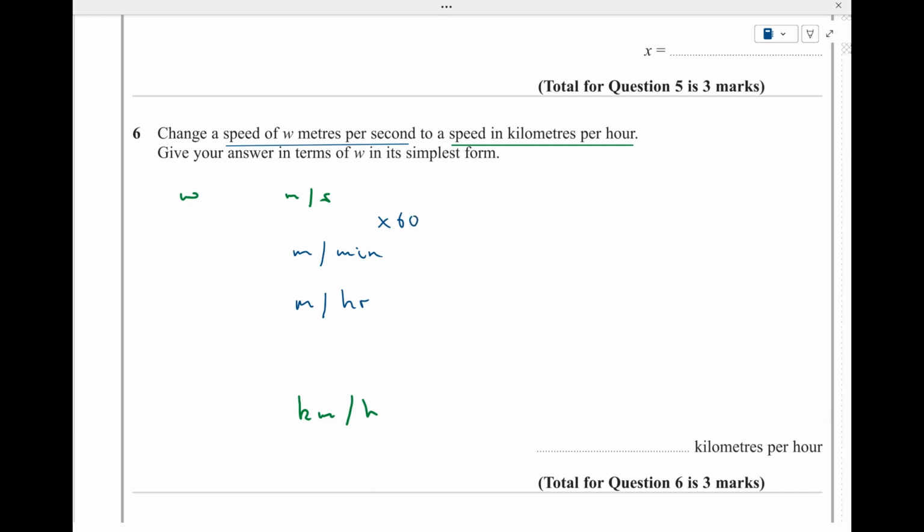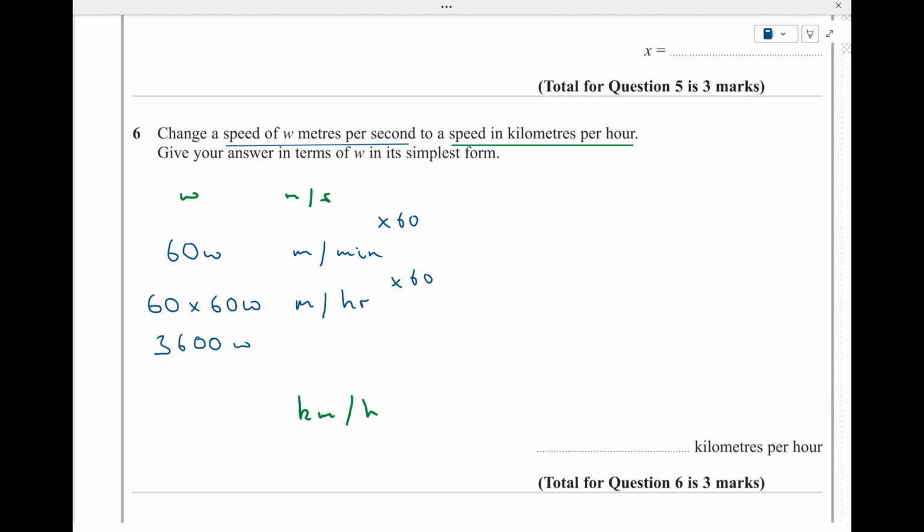So it's not going to be w meters in a minute. It's going to be 60 times w. So 60w meters every minute. And then I'll have to times that by 60 again to work out how many meters it is in an hour. So 60 times 60 times w, or 60 times 60, is 3,600. So it goes 3,600w meters in an hour.